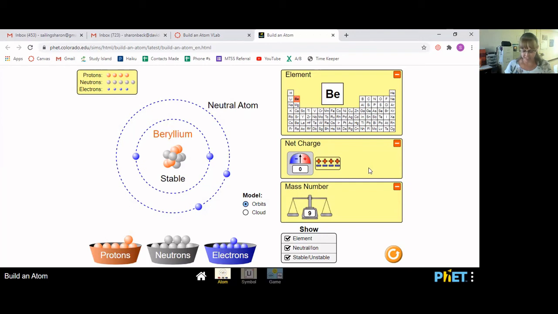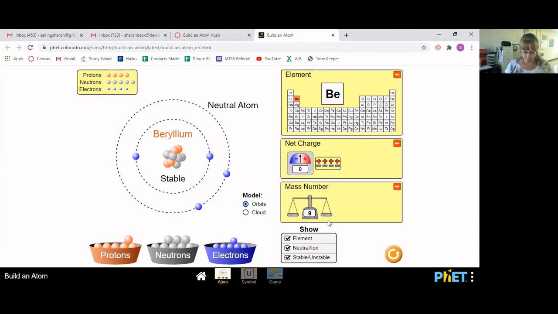Number 12, this causes the mass number. Okay, now we're going to watch the mass number. It's 9. Take away a proton, 8. Put it back, it's 9. Take it away, 8. Put it back, 9. So the mass number decreases by 1. That tells you that the charge of a proton is positive 1 and that it has a mass of 1.